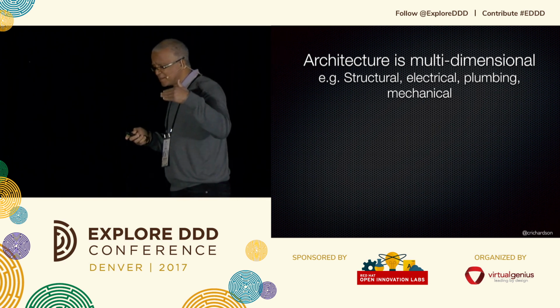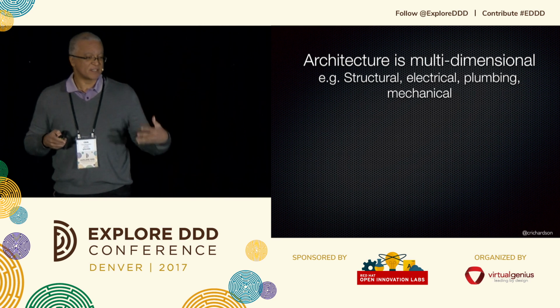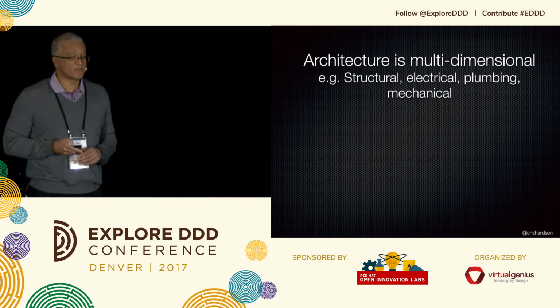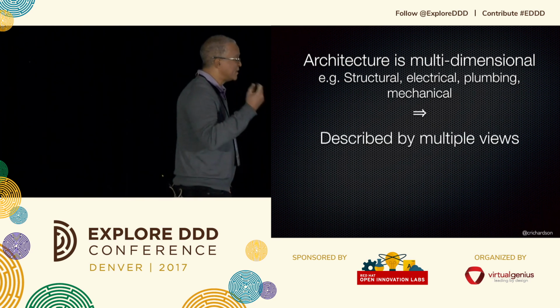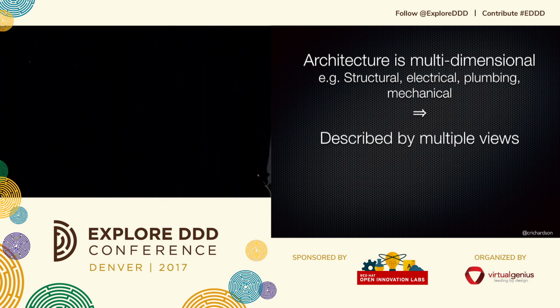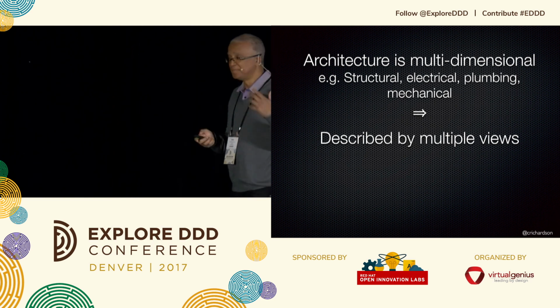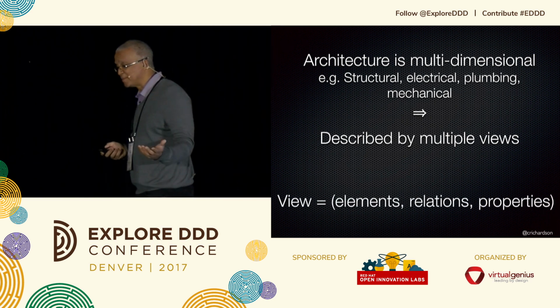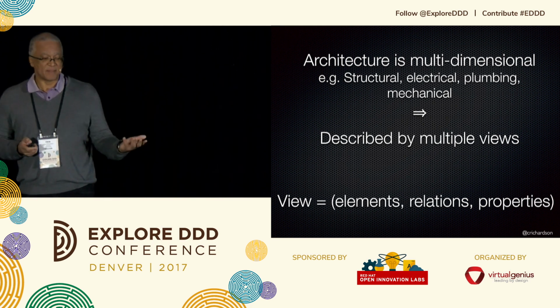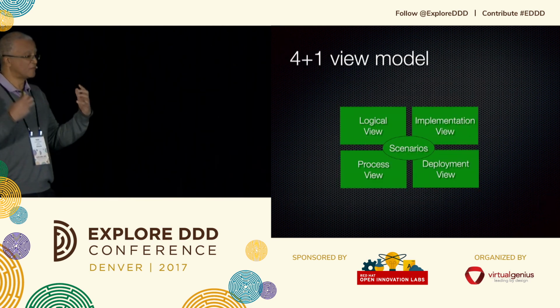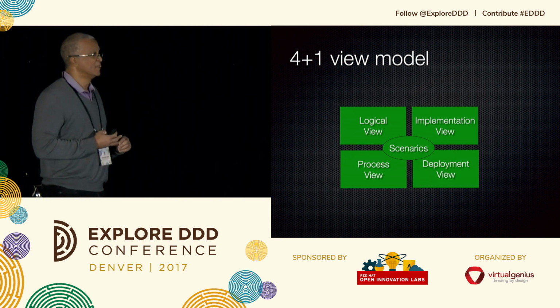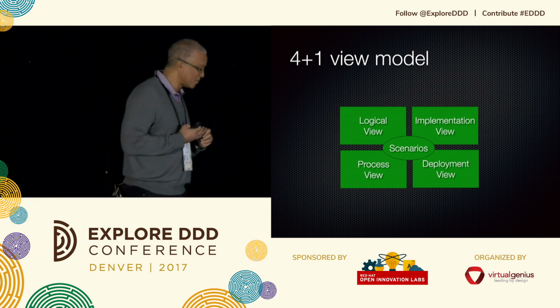That's true for a physical structure like this, but it's also true for a software system as well. Basically, you need to describe the architecture of a system using a set of views, so multiple perspectives. Each view is a set of elements, relations, and their properties. And the classic view model for software architecture is the 4+1 view model.